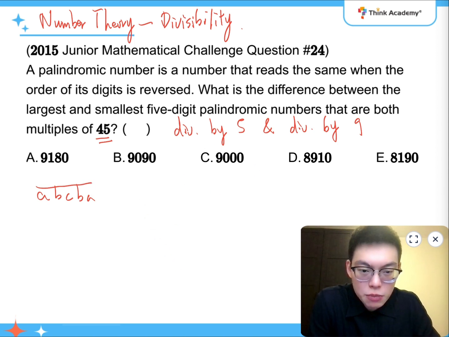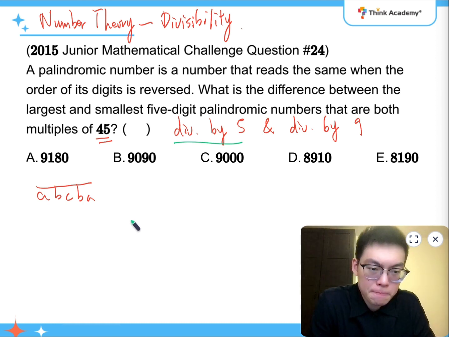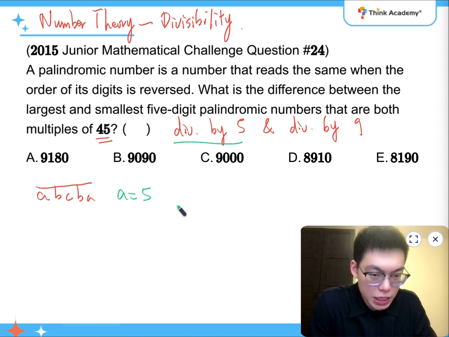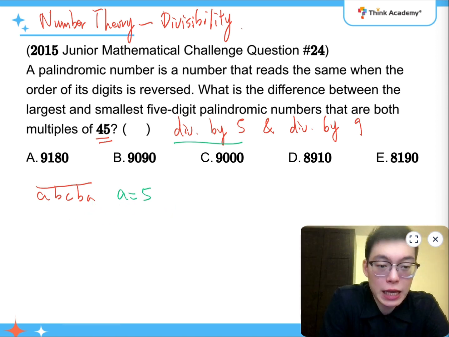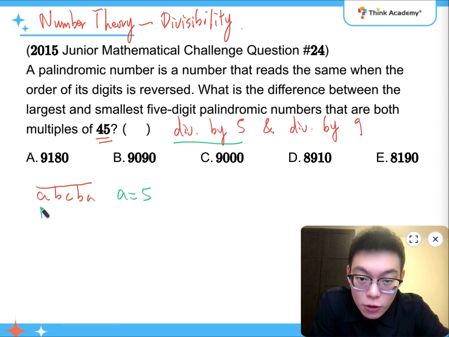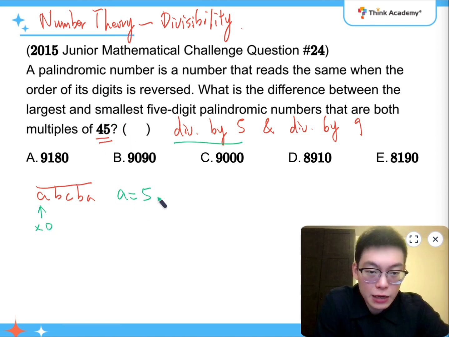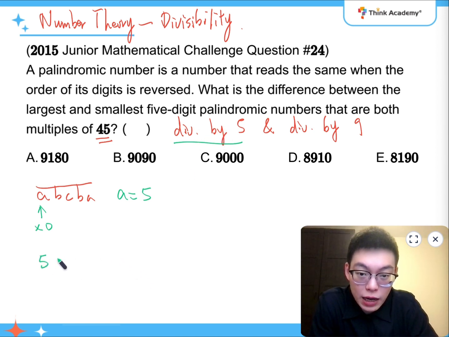So now it has to be divisible by 5. Alright? Which means that A is equal to 5, because for anything that is divisible by 5, it ends with 0 or 5. But then a number cannot start with 0, right? So it has to be 5 if it wants to be divisible by 5. So then I have the number 5BCB5.